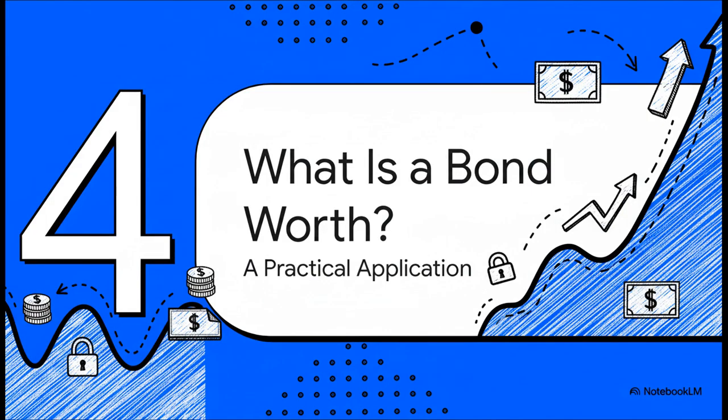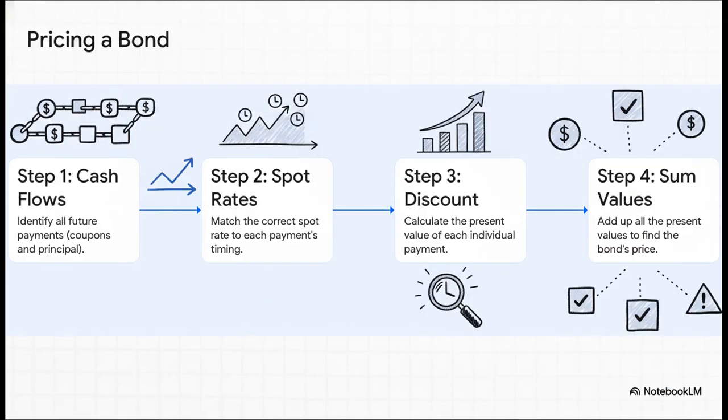Okay, so this is all pretty cool, but what's the point? Well, this hidden logic is the key to a huge practical application: figuring out what a bond is actually worth. Let's see how we can use these spot rates to put a precise price tag on a financial asset today. It really just boils down to this 4-step recipe. You have to look at a bond not as one single thing, but as a series of individual payments coming to you in the future.